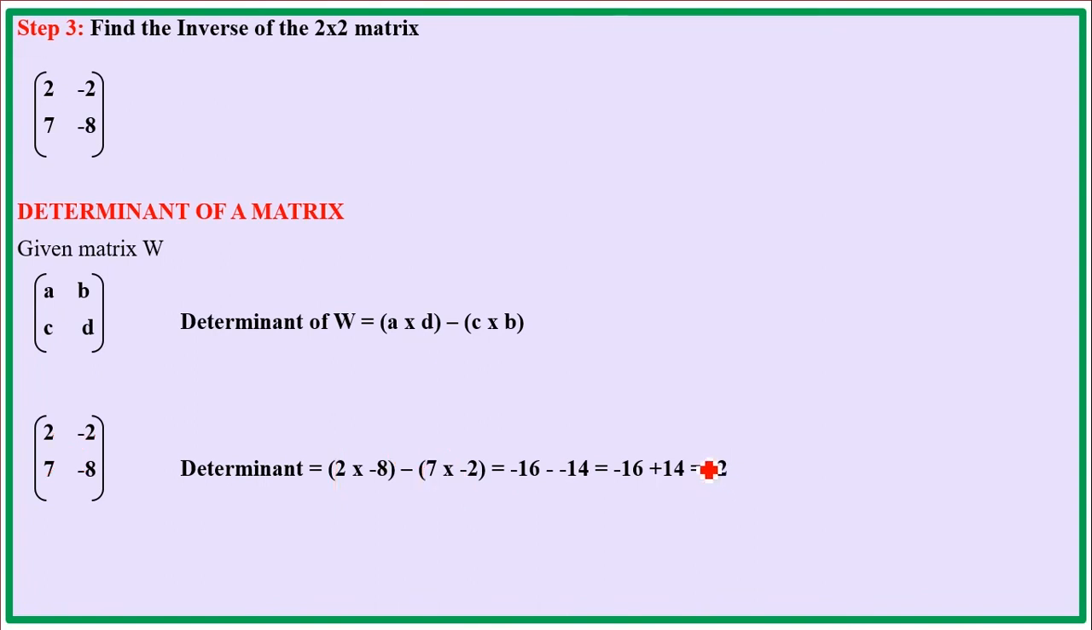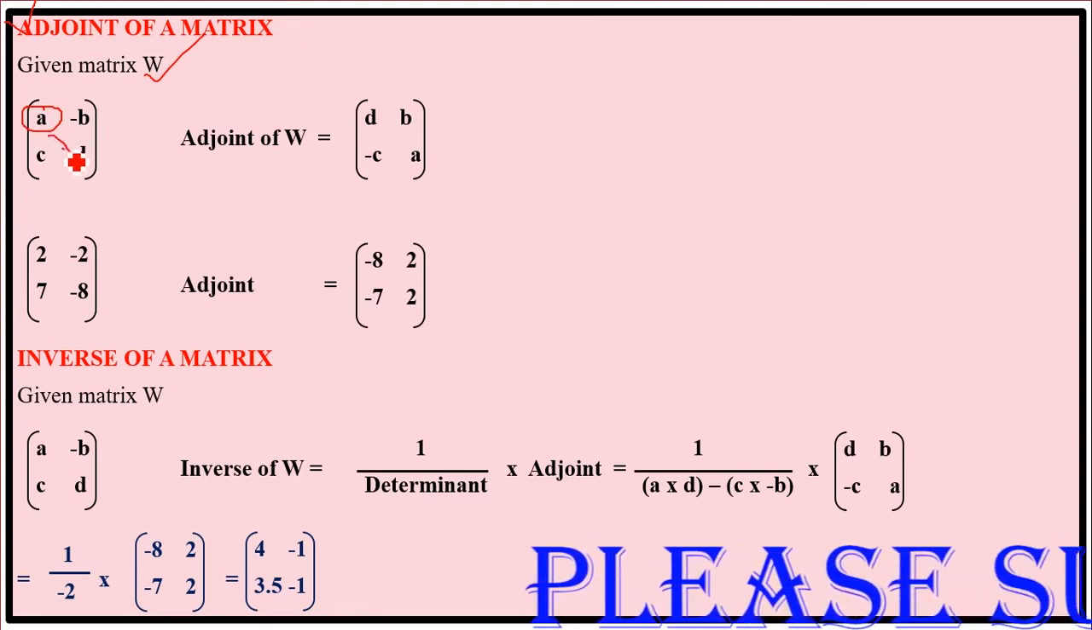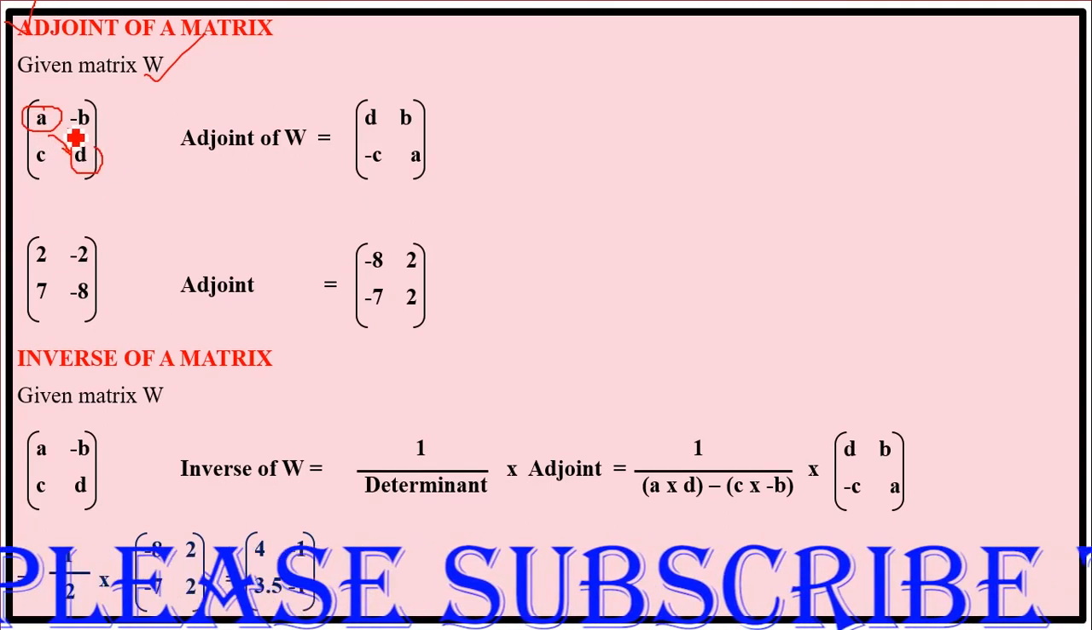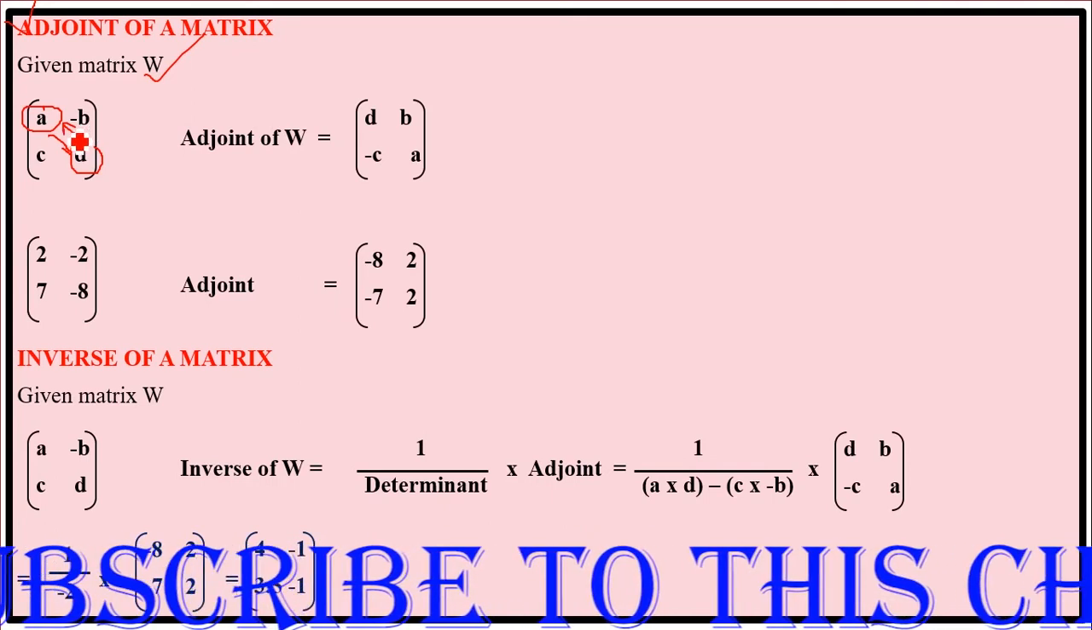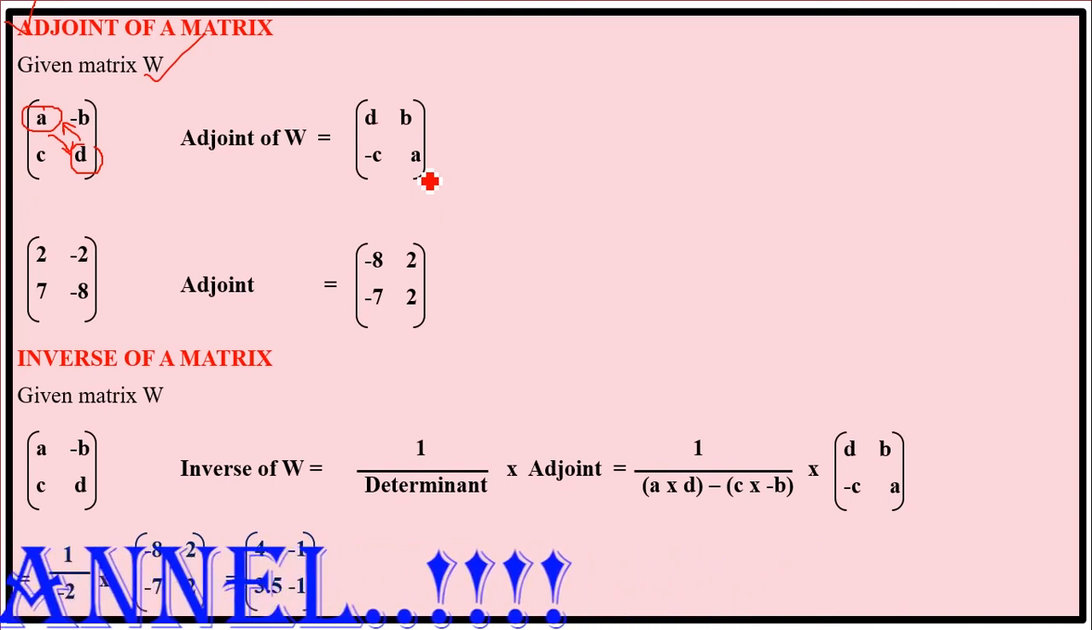After getting the determinant of that matrix, the other thing that you need to determine is what we call the adjoint of that matrix. Again, given a matrix W given by A, B, C, D, the adjoint of W will be given by interchanging these two. The A here will come where D is, and D is going to move where A is. That is, in that diagonal. So we have D coming here and A coming on this other side.